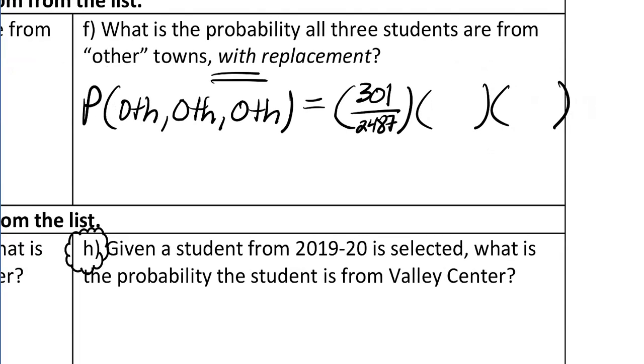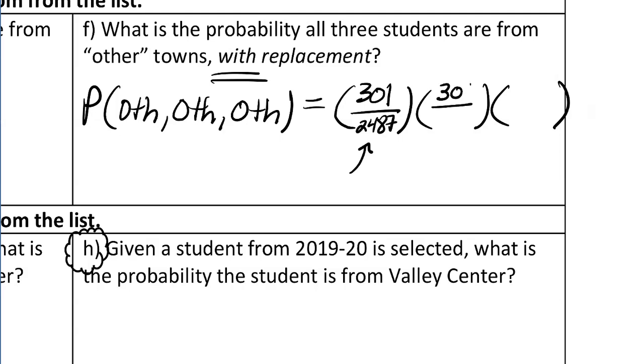Now, if this is with replacement, once one student is selected from the list, maybe they're contacted, and then the principal doesn't scratch their name out. The principal still then selects a random sample, and it's possible that that same student is selected again.